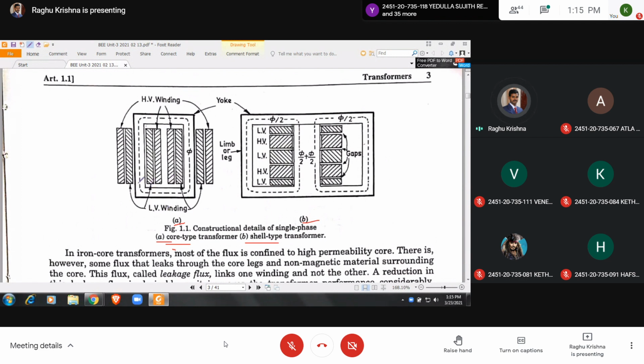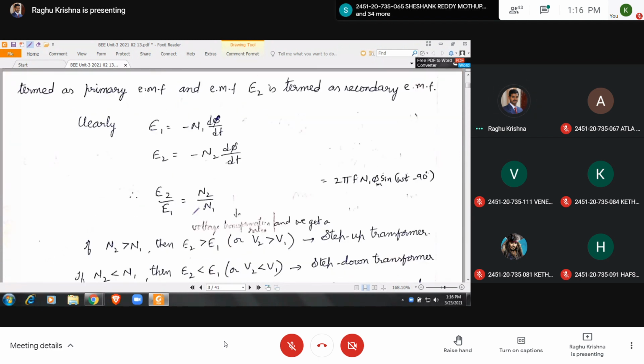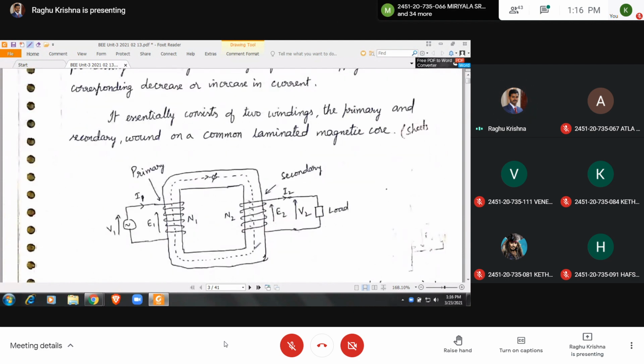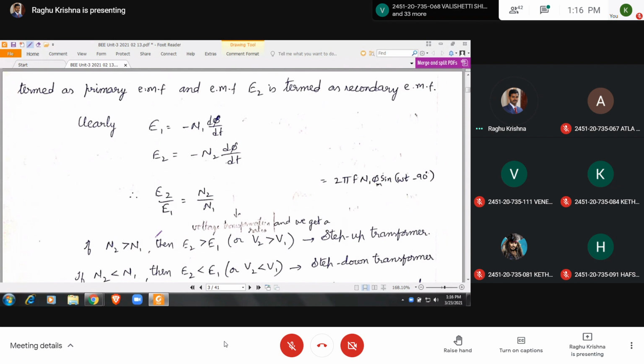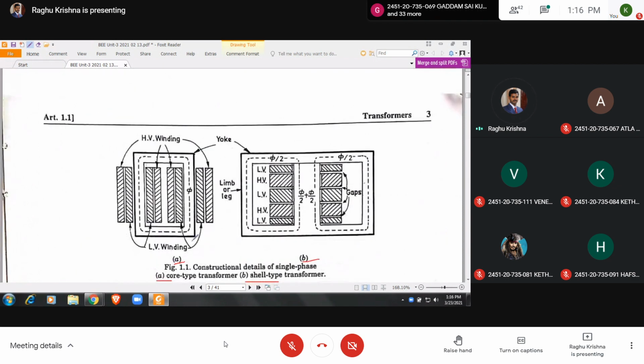So here you can see the LV winding is adjacent to the core. Half of the LV winding is wound on one limb, and the other half is wound on the second limb. The HV winding is wound over the LV winding, and these windings will have insulation between the primary and secondary, that means between high voltage and low voltage. This is the schematic diagram, which is used only for explanation, not the actual diagram. This is the actual diagram, the actual construction.